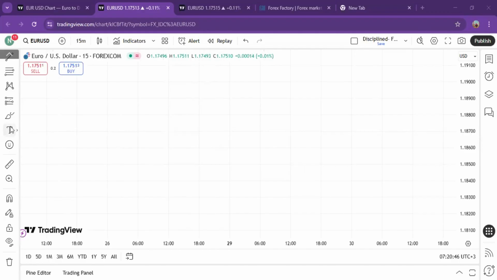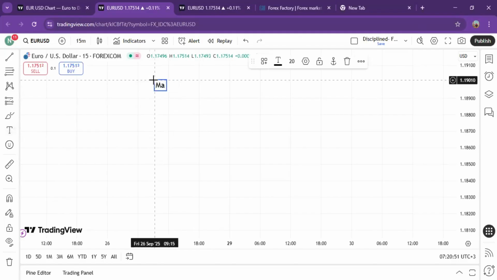Today, we are going to discuss market structure. Under market structure, we are going to discuss two things: the break of structures, and we are also going to discuss the change of character.